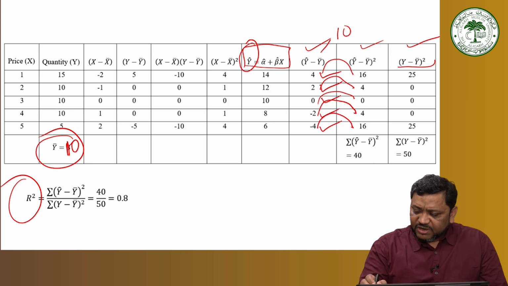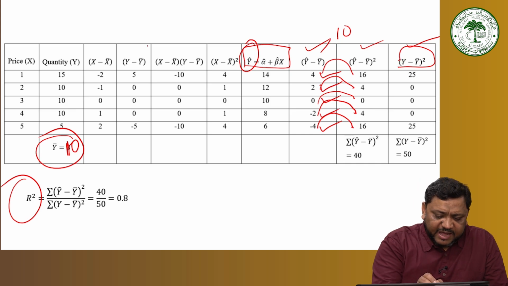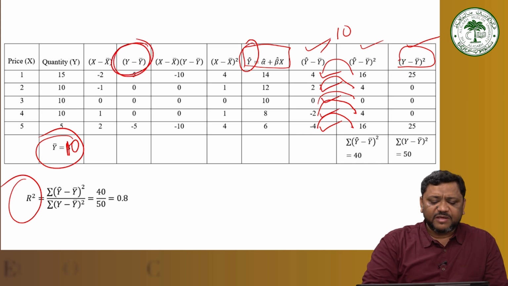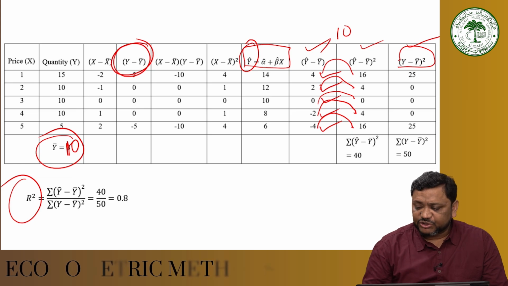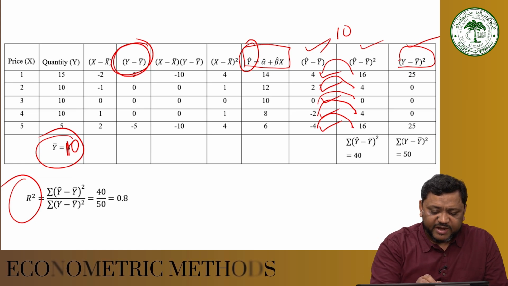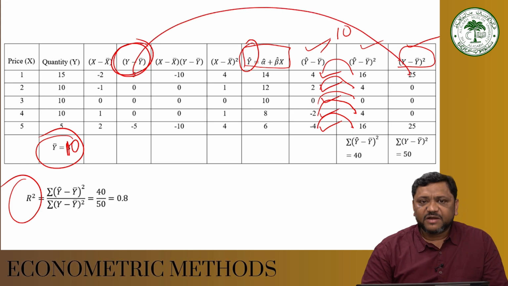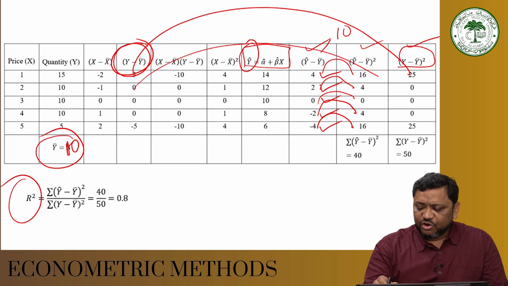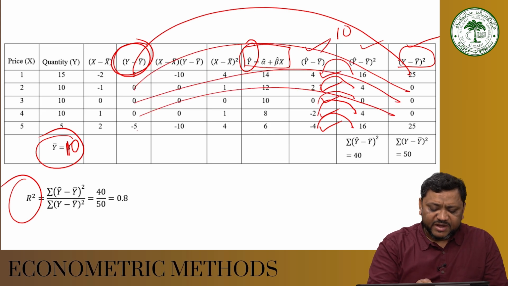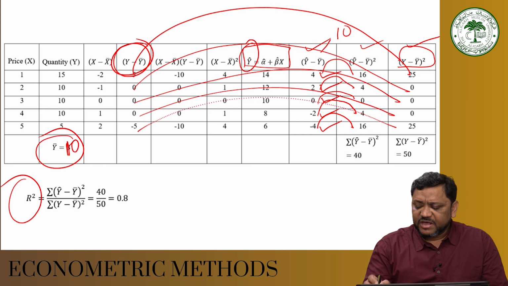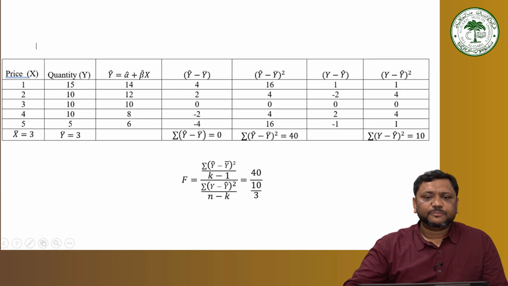One more column we required. See, we have already done the calculation of y minus y bar. We need the square of it. So here it is 5. 5 multiplied by 5, 25. 0, it's 0, 0, it's 0, 0, it's 0. Again, minus 5 multiplied by minus 5 is equal to 25.